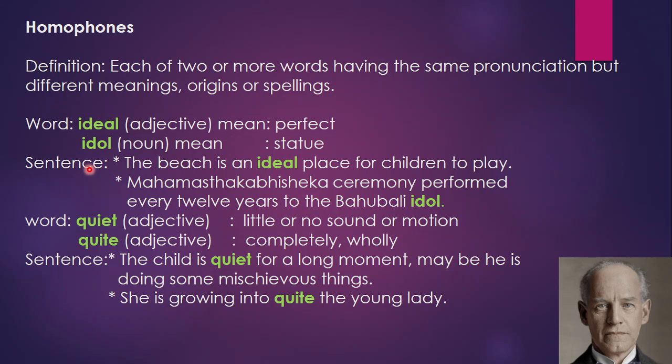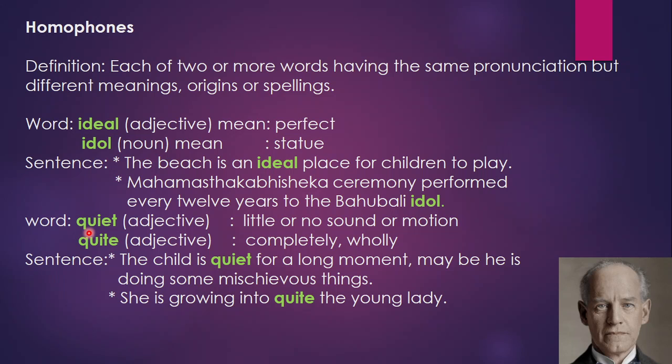Then how can we use these words in a sentence? I have written two sentences for the two words here. First one: the beach is an ideal place for children to play. Just repeat. The beach is an ideal, perfect place because the children can enjoy there. Second sentence for idol: Mahamastakabhisheka ceremony is performed every 12 years to the Bahubali statue or idol. Bahubali idol. Because in Karkala we have Gomateshwara or Bahubali statue, that's why I have taken this sentence here.